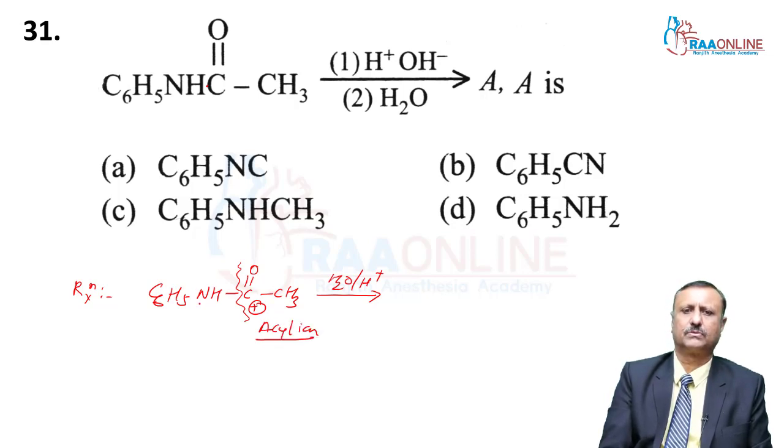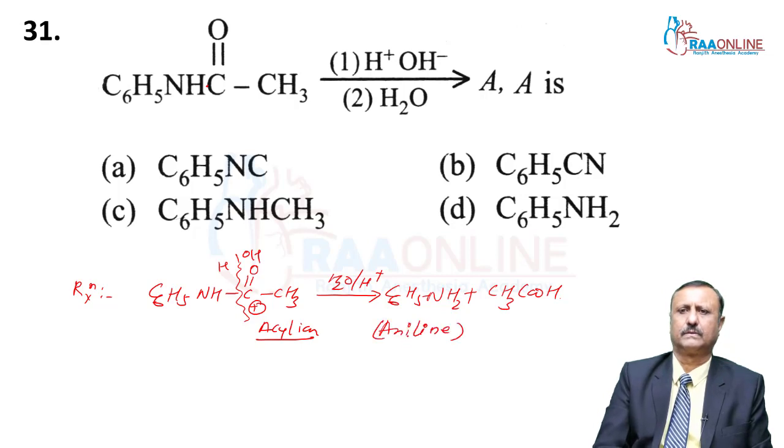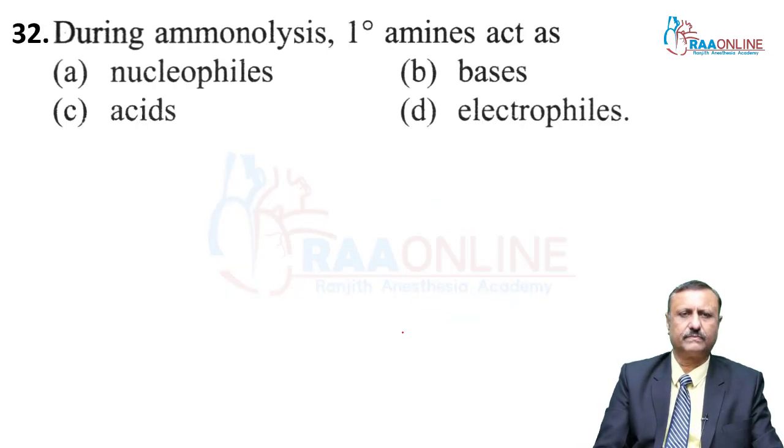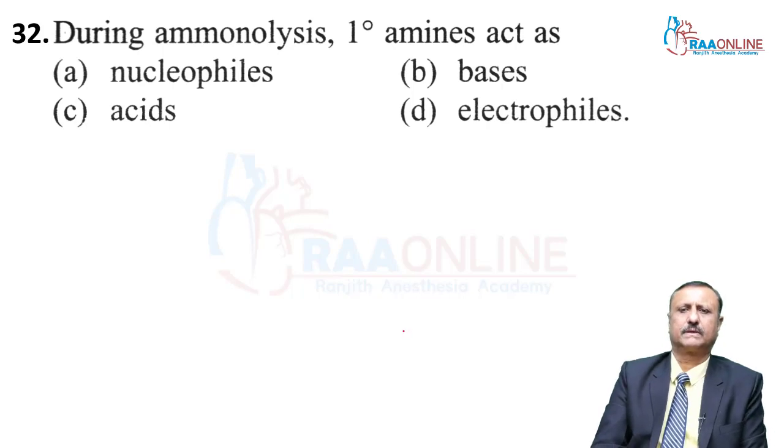And here this NH2 group, when this hydrolysis H and OH is formed, here you can get the C6H5NH2 plus CH3COOH. Here it is called aniline. So, your question 31 answer is D, because aniline is present in option D. Now, my dear students, we can go to question number 32.